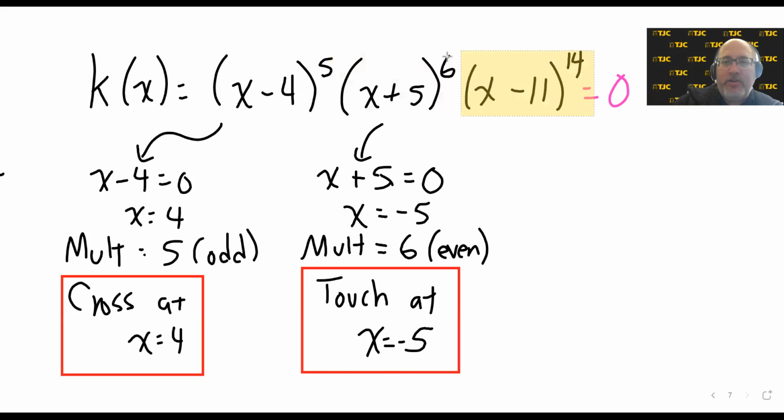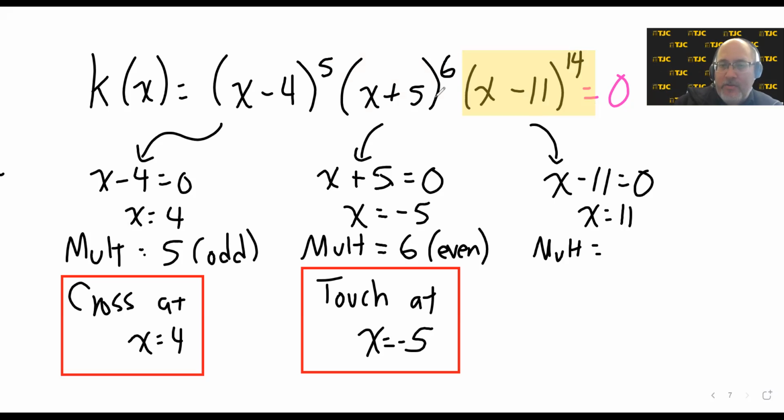For the last one, (x - 11)^14. Again, we're putting this equal to 0, ignoring the exponent for a moment, and we get x = 11. The multiplicity is the power on the factor, which is 14. That is even, and when you're even, you touch the x-axis at whatever your zero was.